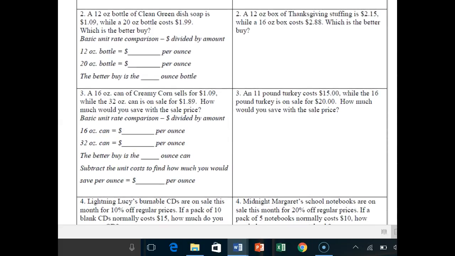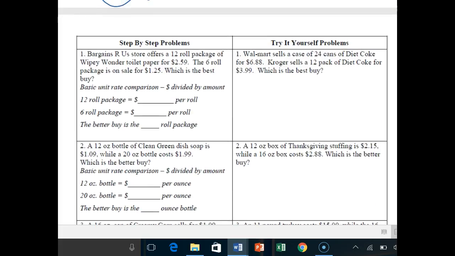All right, so for here, Bargains R Us store offers a 12-roll package of Wipey Wonder toilet paper for $2.59. The 6-roll is $1.25, which is the best buy. So they want dollars per roll here. So what are we going to divide for the 12-roll? We're going to do $2.59 over 12. For the 6-roll, we're going to do $1.25 over 6.